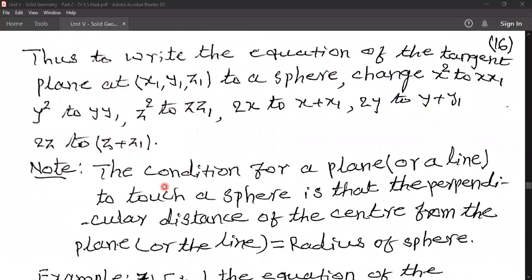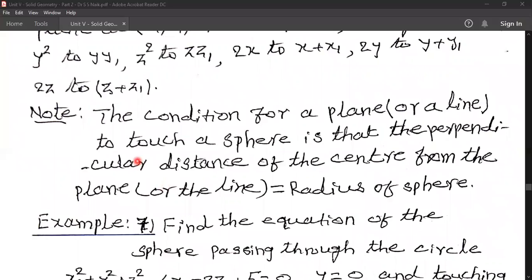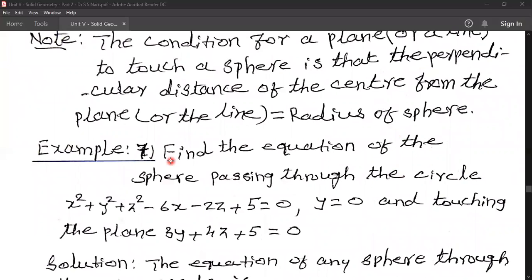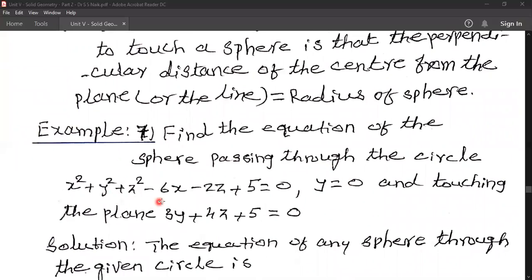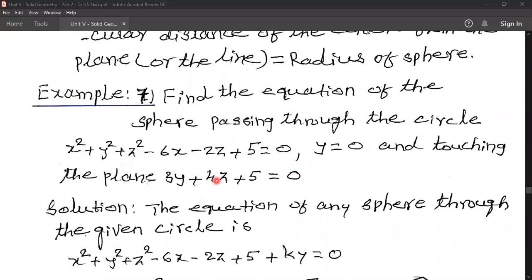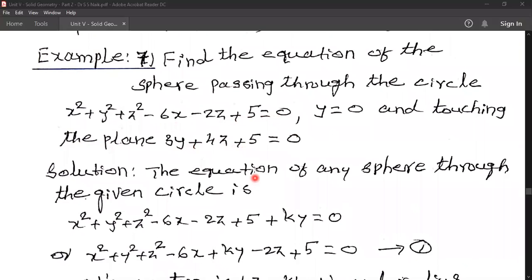Then the condition for a plane or a line to touch a sphere is that the perpendicular distance of the center from the plane or the line must be equal to the radius of the sphere. Then we'll take an example to find the tangent plane. Find the equation of the sphere passing through the circle x square plus y square plus z square minus 6x minus 2z plus 5 equal to 0, y equal to 0, and touching the plane 3y plus 4z plus 5 equal to 0. Then we'll find a solution for this.